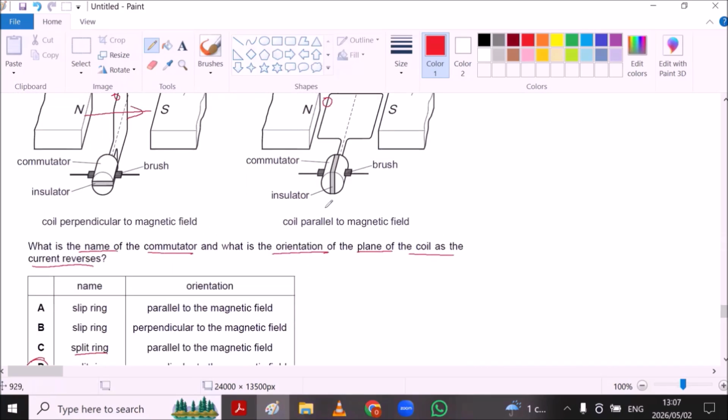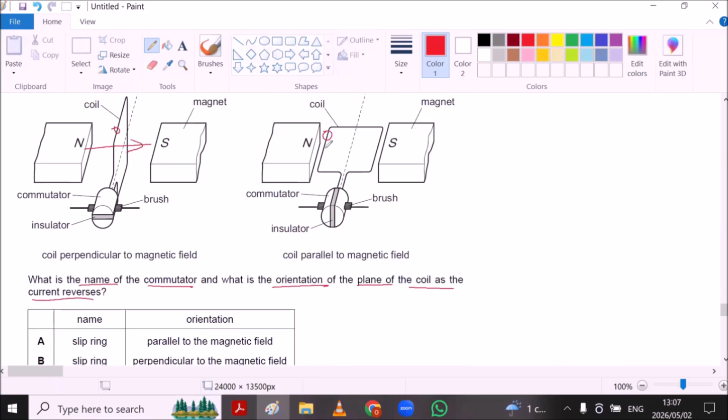Here, when it is horizontal, the current is not reversing because the brushes are in contact with the split rings. It is parallel here, but only when it is perpendicular is there disengagement and current reverses.